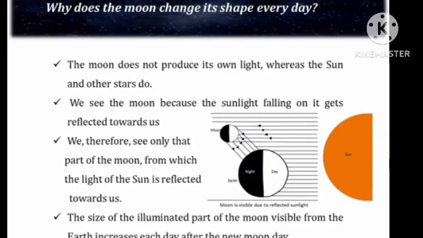Now, why does the moon change its shape every day? Let's see. In the last chapter, we studied that the moon is a non-luminous object.